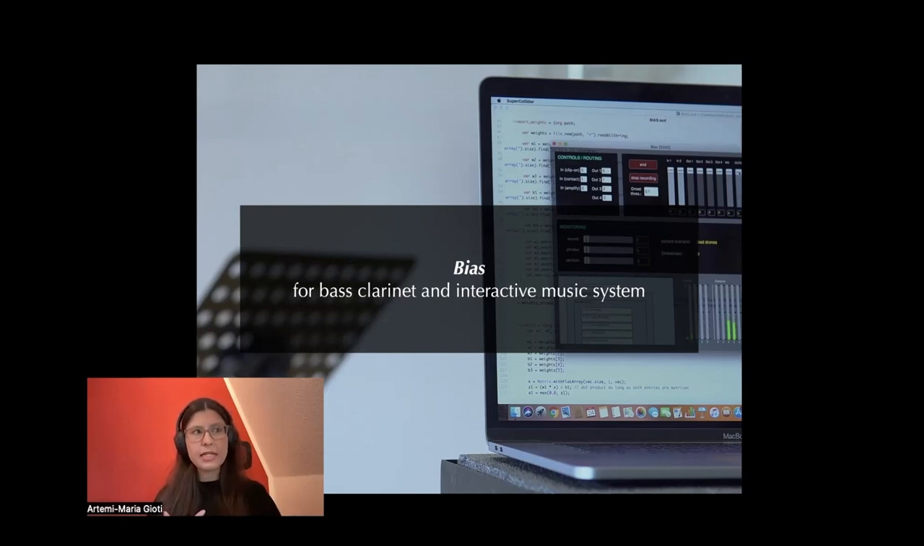AI bias is a phenomenon that consists in machine learning algorithms either making wrong, arbitrary assumptions about data or amplifying and echoing human bias that is already present in the data. So for this piece, I actually trained two neural networks to simulate my own subjective aesthetic preferences.